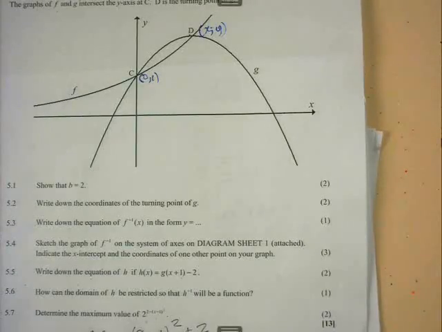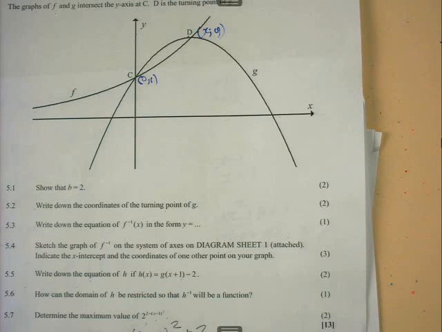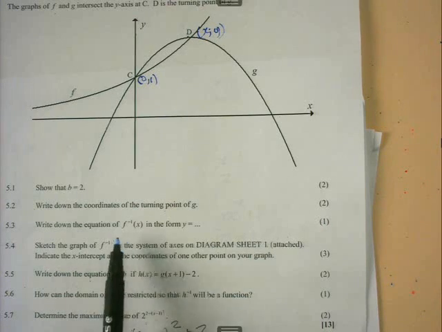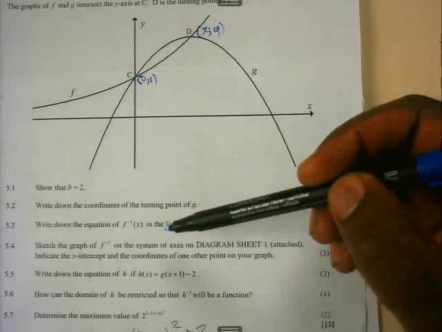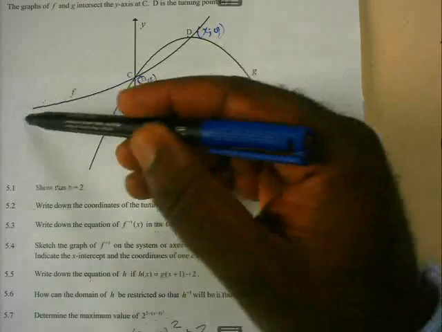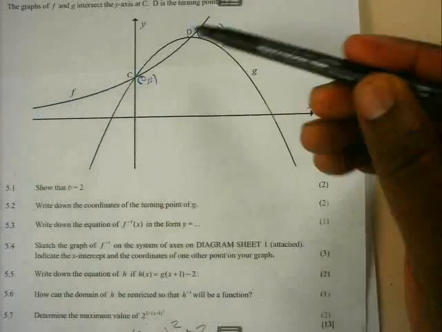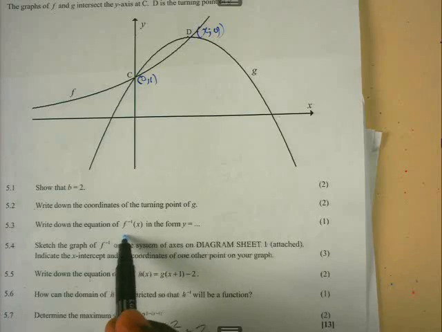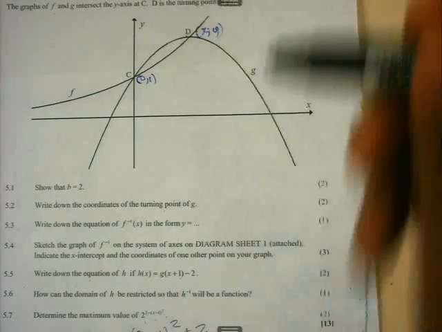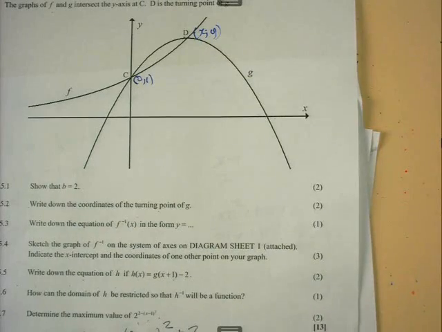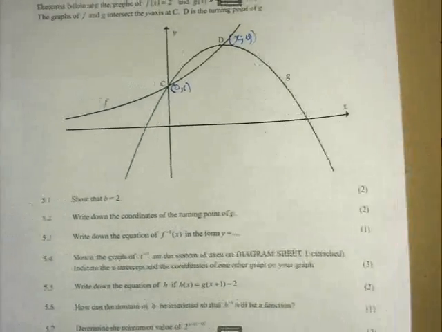Let's go to 5.3. 5.3 expects us to write down the equation of f prime of negative 1 in the form of y. It means they want the inverse of what graph? The inverse of this. They are specific: they didn't talk about the inverse of g of x. Rather, they are talking about the inverse of f of x. Right.